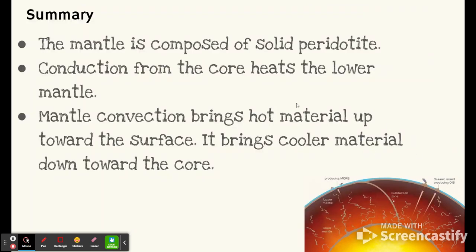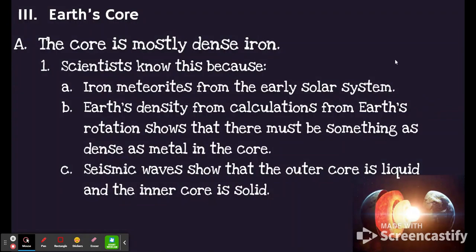The mantle is composed of solid peridotite. Conduction from the core heats the lower mantle. Mantle convection brings the hot material up toward the surface. It brings cooler material down towards the core. The core is mostly dense iron. Scientists know this because of iron meteorites from the early solar system. Earth's density, from calculations from Earth's rotation, shows that there must be something as dense as metal in the core. If it was all as dense as the crust, then we wouldn't have the same rotational speeds.